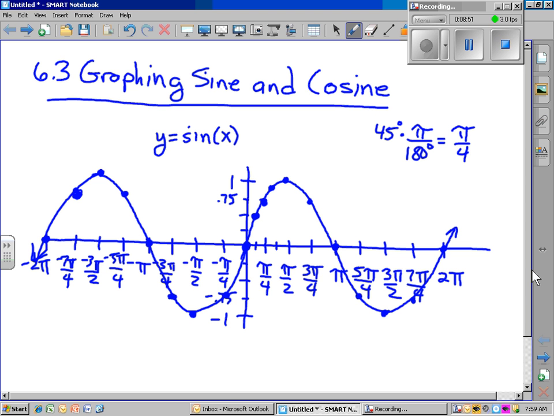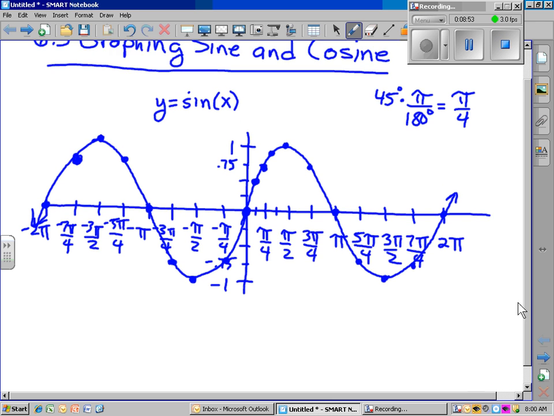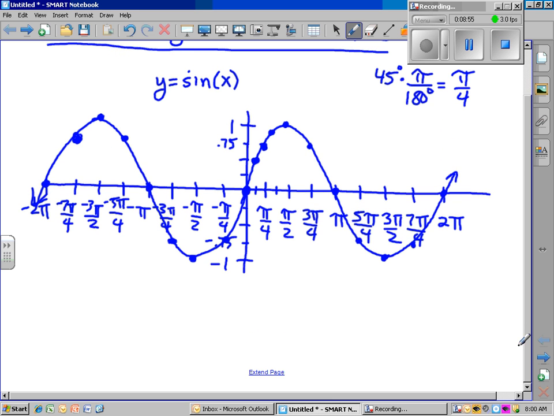All right, let's graph cosine. Everybody have that down? If you didn't have it down before?